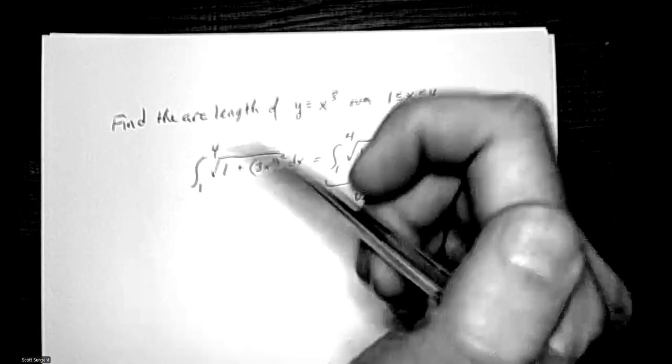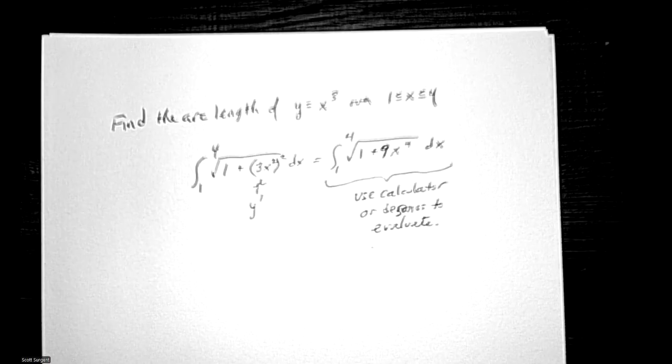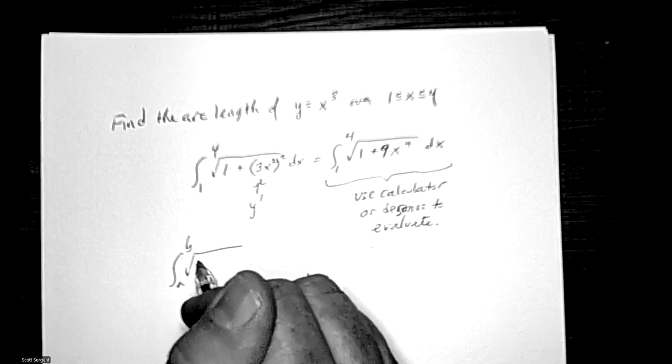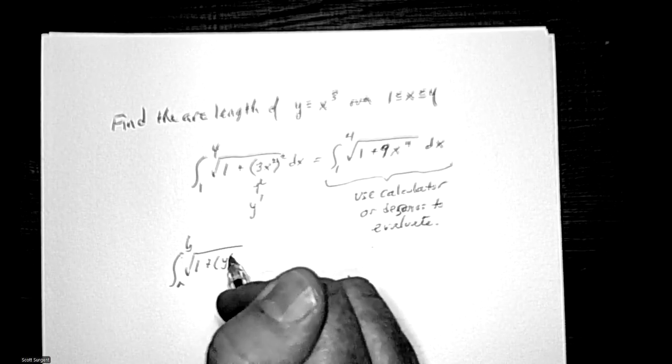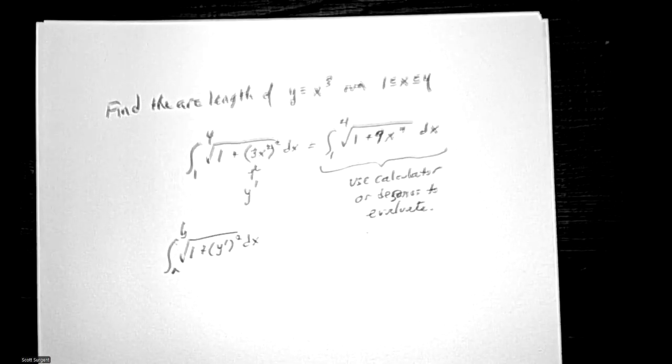Here, you're putting in the y prime. So the general form is 1 plus the y prime squared, dx. That's the general form.